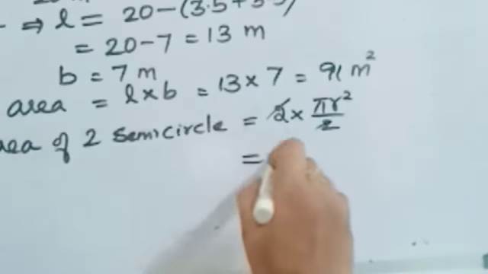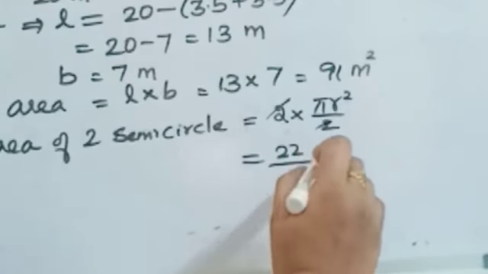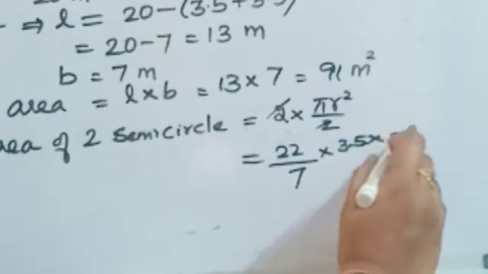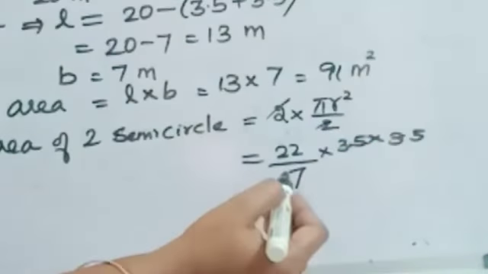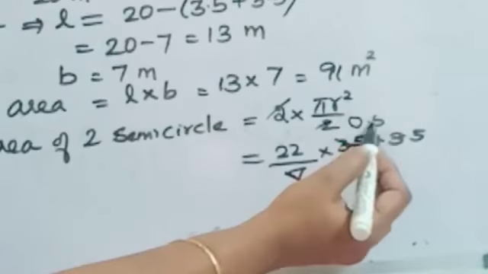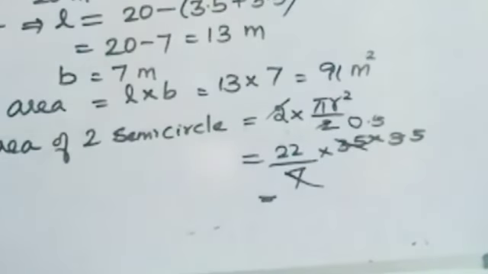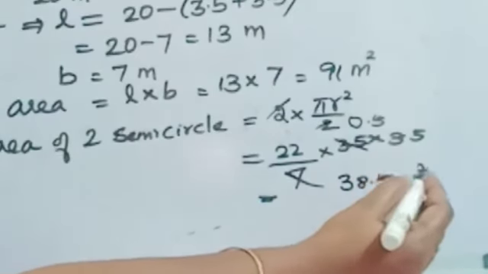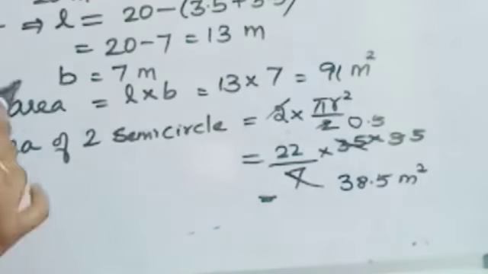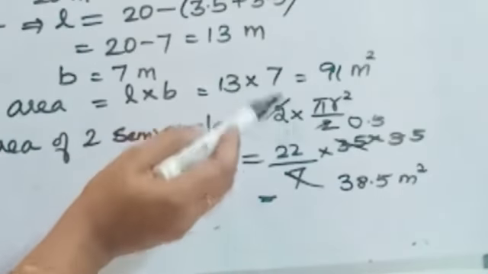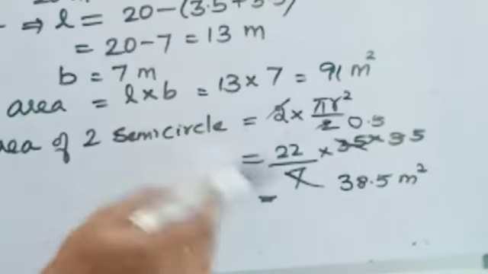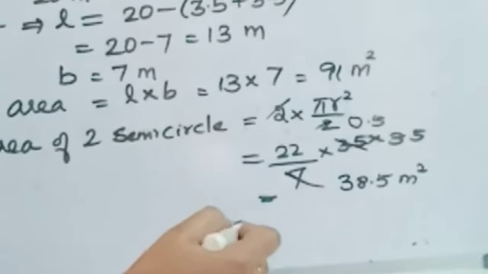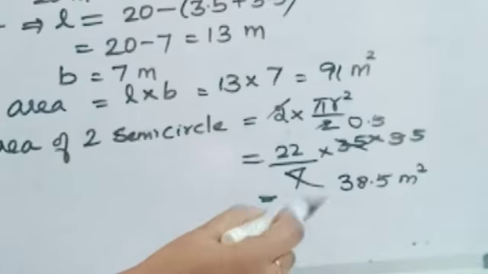So here it is 22 by 7 into r square. r square is 3.5 into 3.5. So here we can cancel this 7 and 3.5. It is 0.5 now. So after multiplication, we will get 38.5 meter square. And now we want to find the total area of the garden. That is, we need to add the area of the rectangle as well as the area of the two semicircles. So 91 plus 38.5, 129.5 meter square will be the total area of the garden.